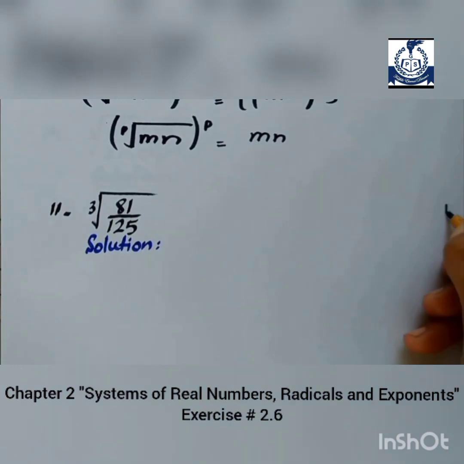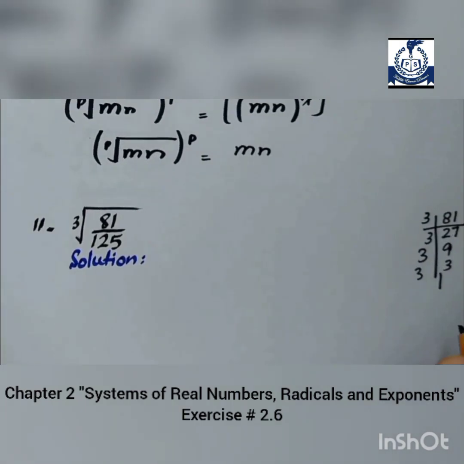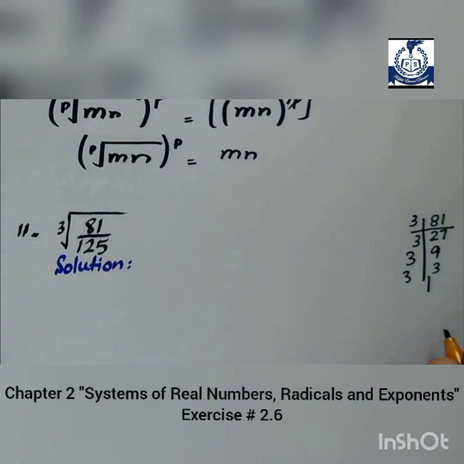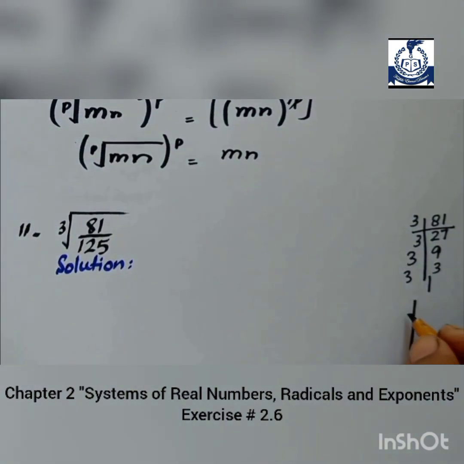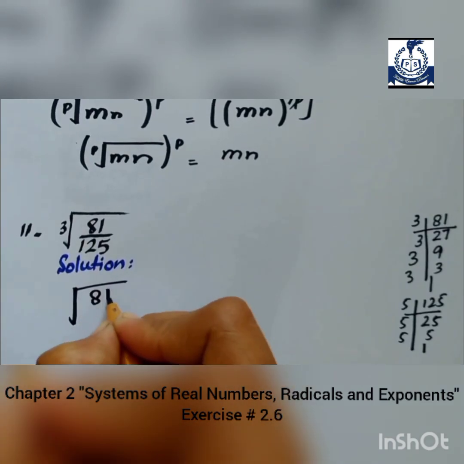Part number 11, cube root of 81 upon 125. So first we take the LCM of 81 and 125. So 81: 3 twos are 6, 3 sevens are 21, 3 nines are 27, 3 threes are 9, 3 ones are 3. So factors of 81 are 3 multiplied by 3 multiplied by 3 multiplied by 3. Now we take the LCM of 125. 5 twos are 10, 5 fives are 25, 5 fives are 25, 5 ones are 5.